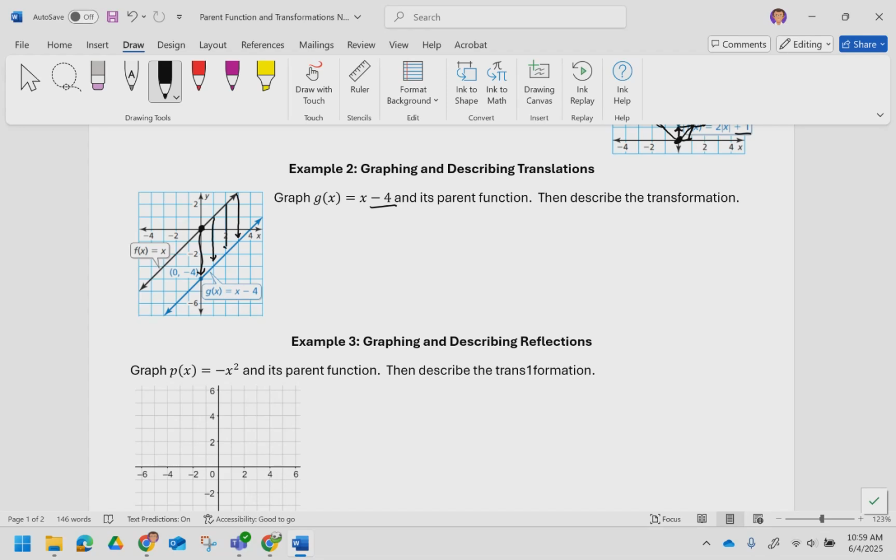So we've got our graph, and we can visually see the transformation. Remember that when we do a shift in one direction, that is called a translation. In this case, the direction was down 4 places.